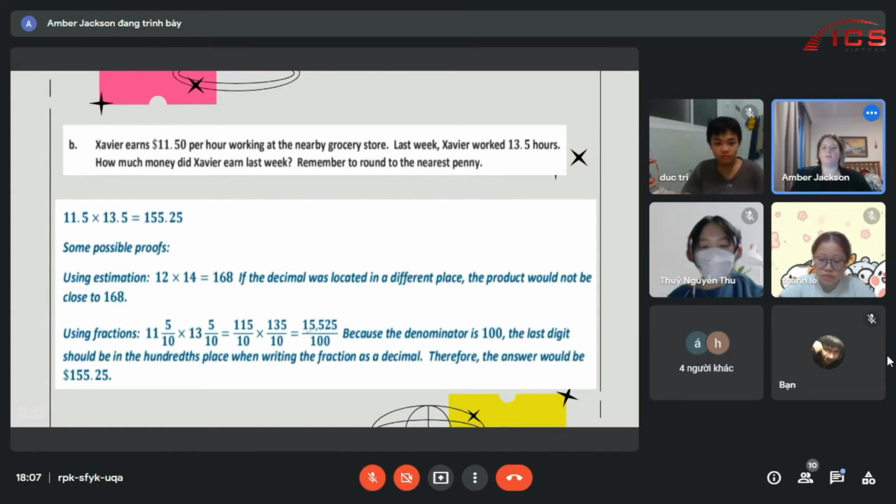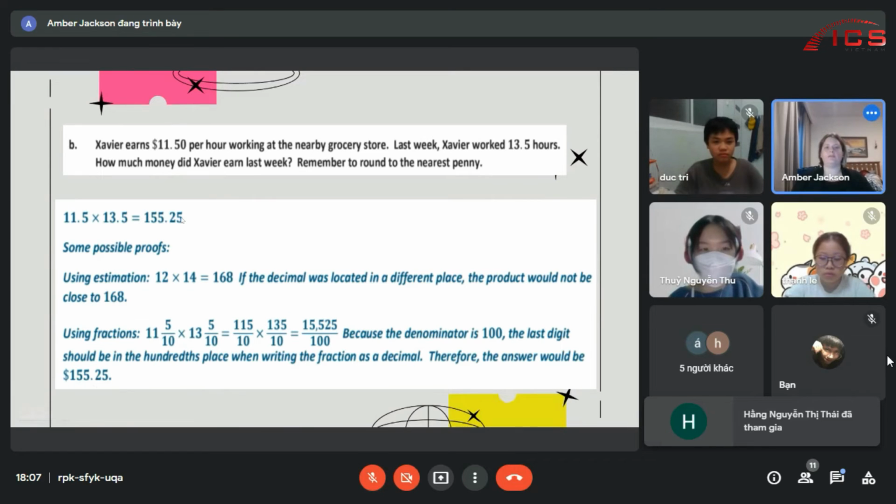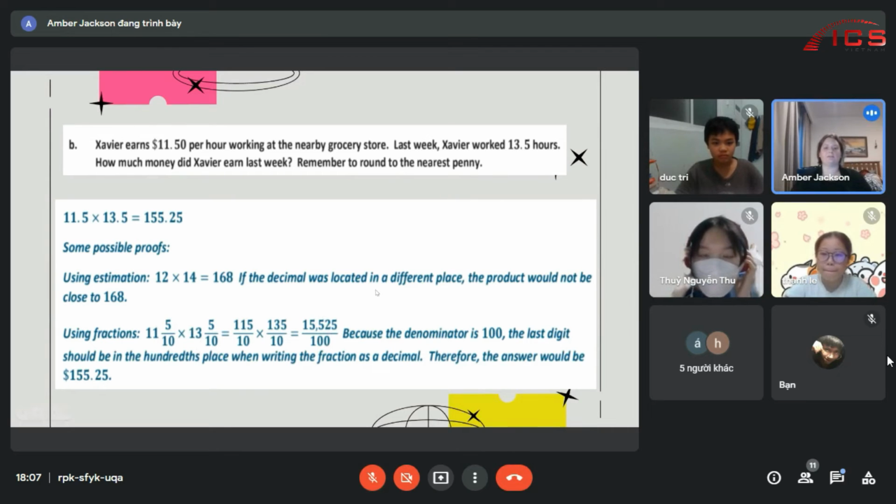That gives us 15,525. Now, because the denominator is 100, there needs to be two places after the decimal. So we take the 155 and then we add the decimal, giving us .25. So the answer is he earned $155.25 last week. So now that we've had these two examples, you guys should figure out how to do this. Easiest way is to turn it into a fraction and do the multiplication then, and then turn it back into a decimal.